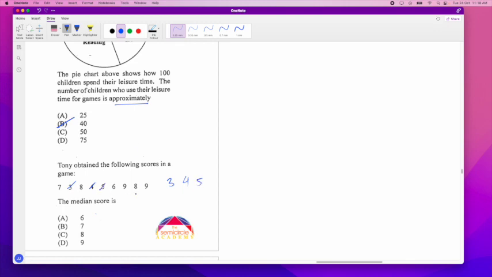Notice how I'm crossing out the numbers. We have 1, 6. We have 1, 7. We have 2, 8. And we have 2, 9. And so I can see here if I have 4 on this side and 4 on this side, the number in the very middle is 7. The median is the one in the middle.